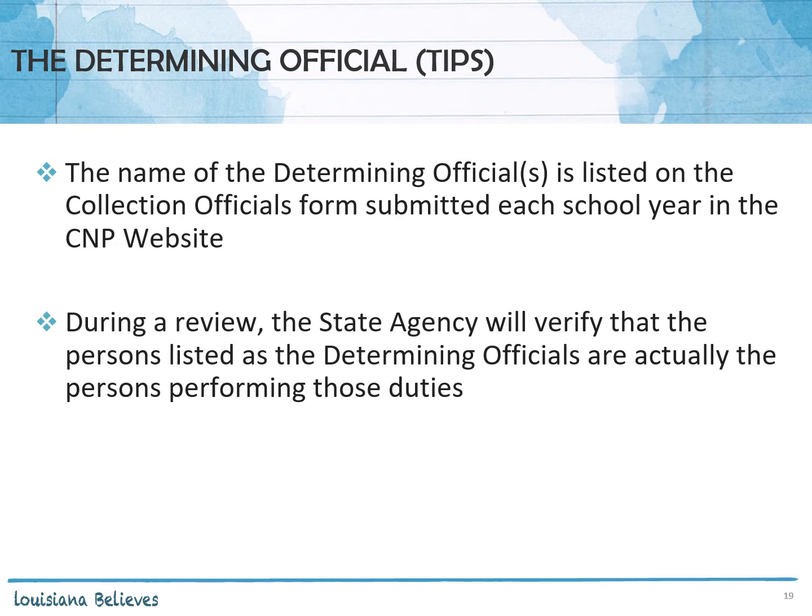The name of the determining official or officials is listed on the collection officials form submitted each year on the Child Nutrition Program, or CNP, website. During a review, the state agency will verify that the persons listed as the determining officials are actually the persons performing those duties. All of the forms submitted on the CNP website are living documents that can and should be amended when things change. If there's a change with any of your collection officials, make a revision so the form reflects accurately what is occurring in your SFA.